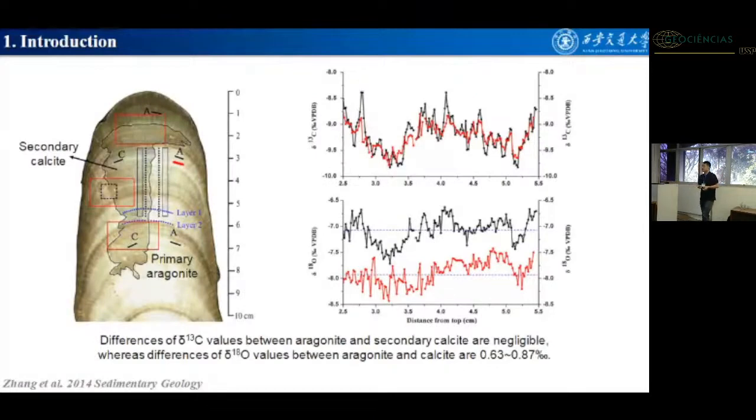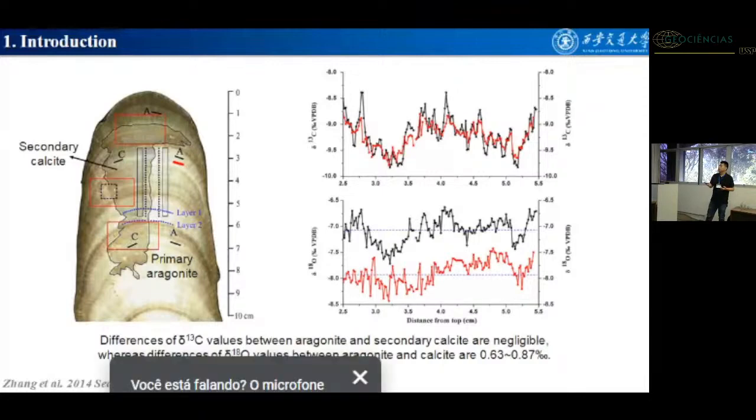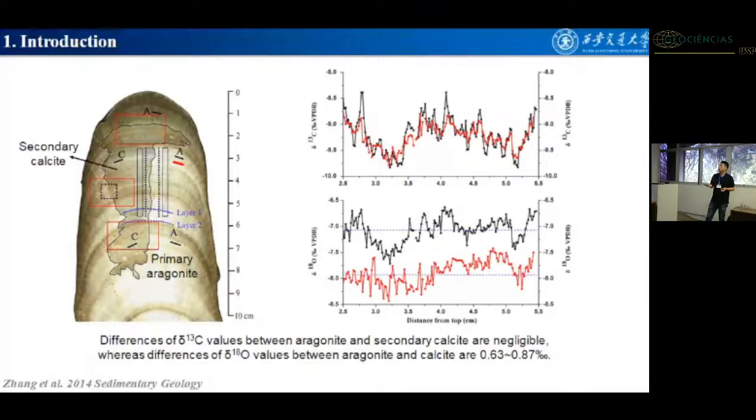We also find another interesting thing for the secondary calcite: the delta C13 values between the primary aragonite and the secondary calcite are negligible. It's almost similar, no change. But for oxygen isotope, the values are changed by 0.6 to 0.8 per mil. So this is for secondary calcite. So when you use primary calcite or secondary calcite, you should be careful.